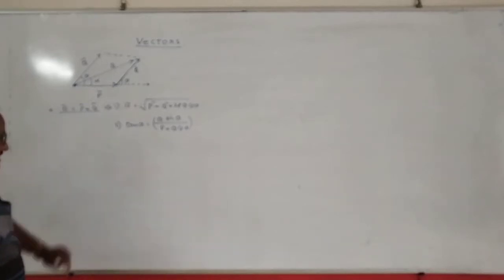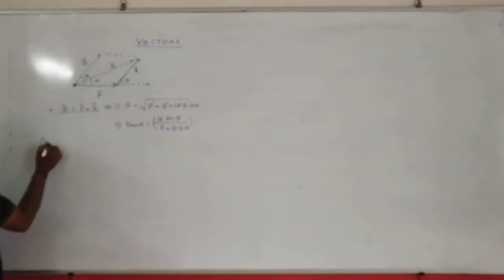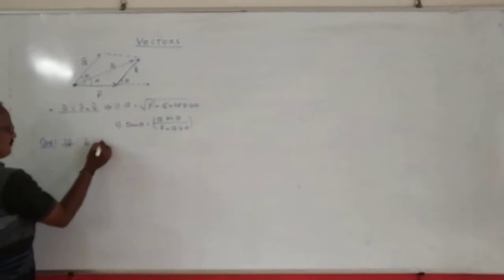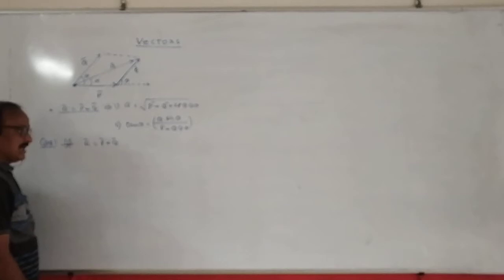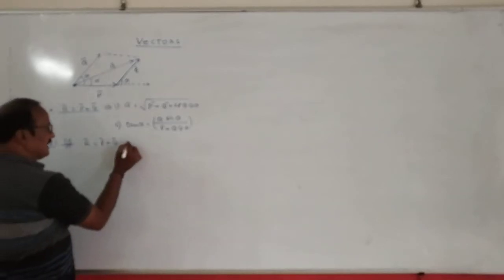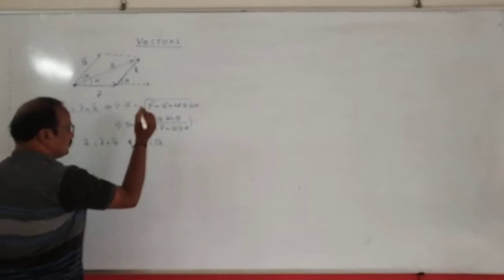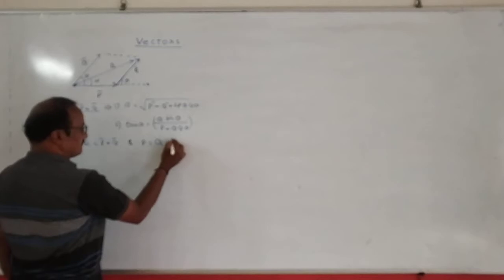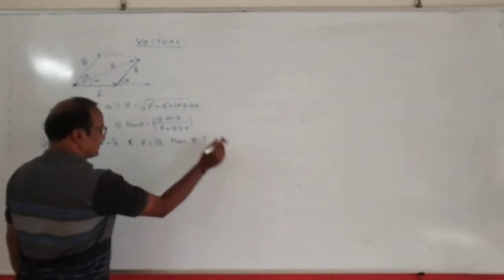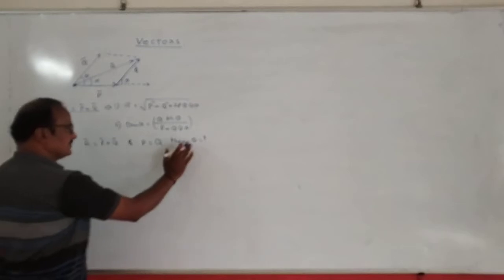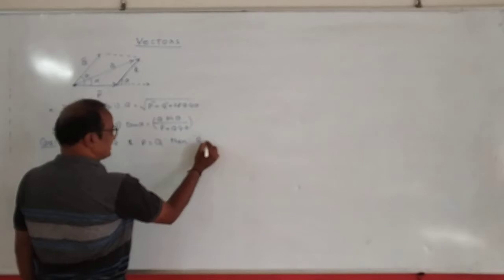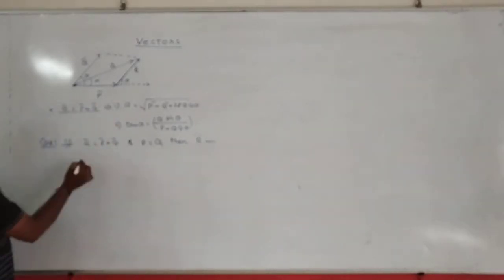Here, let us explain some more conditions for it. Case 2. If R bar is equal to P bar plus Q bar, and P is equal to Q, the magnitudes of the two vectors are the same, and theta is the angle between the two vectors, then find the value of the magnitude of the resultant vector. So what is the formula?